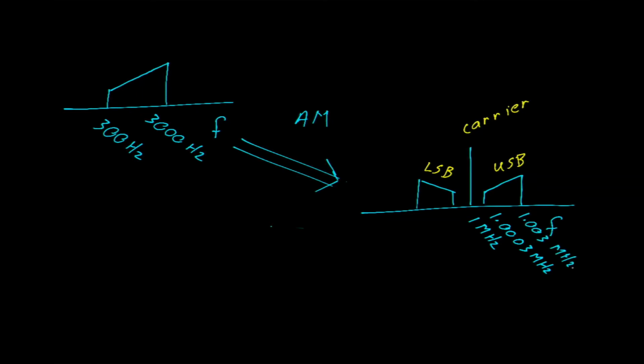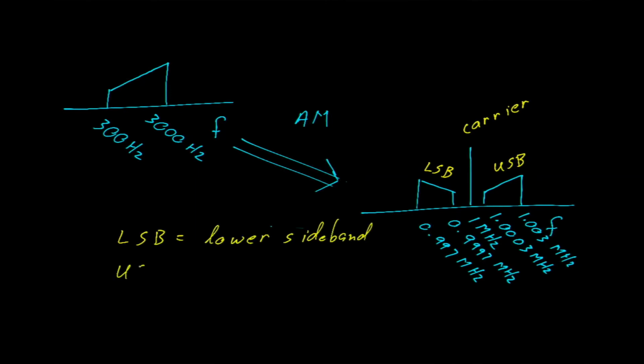The lower sideband starts at 0.9997 megahertz and extends all the way down to 0.997 megahertz. LSB stands for lower sideband and USB for upper sideband. And as you can see by the way they've been drawn here, they are mirror images of each other.